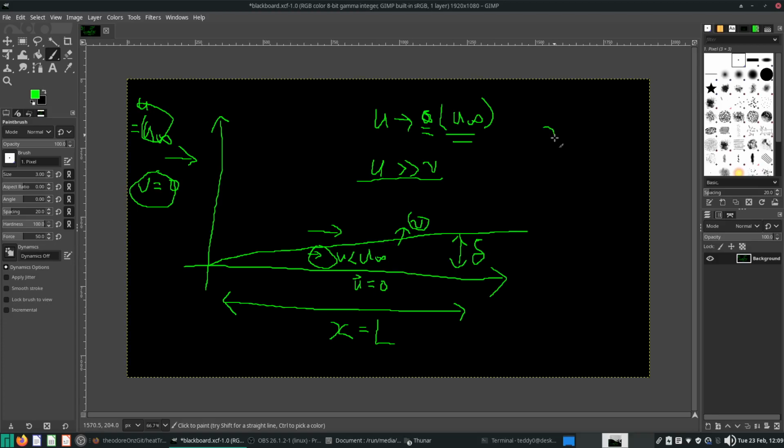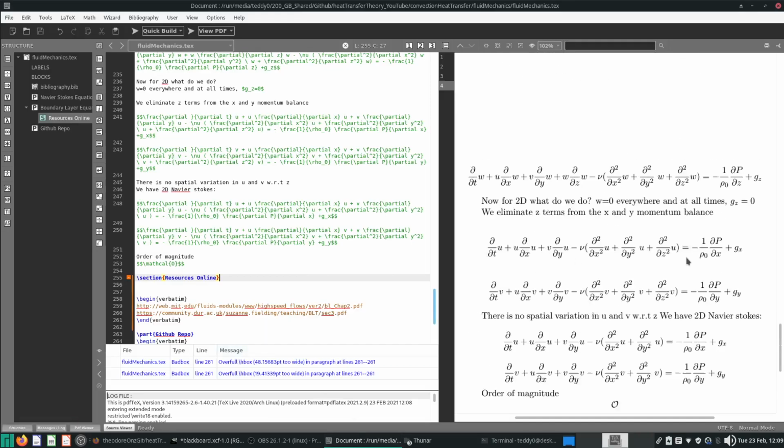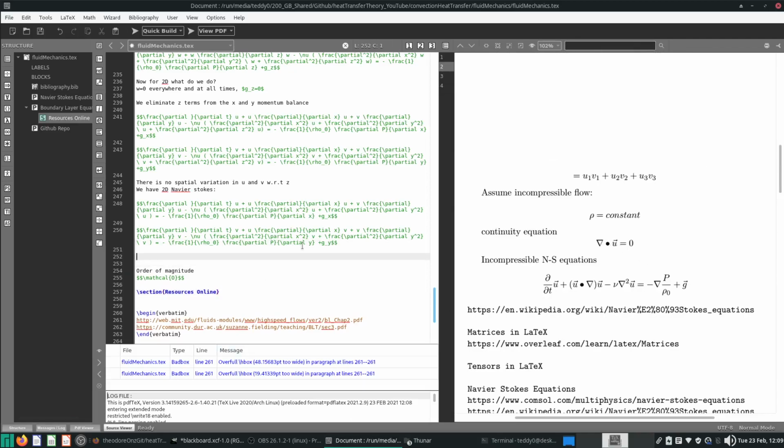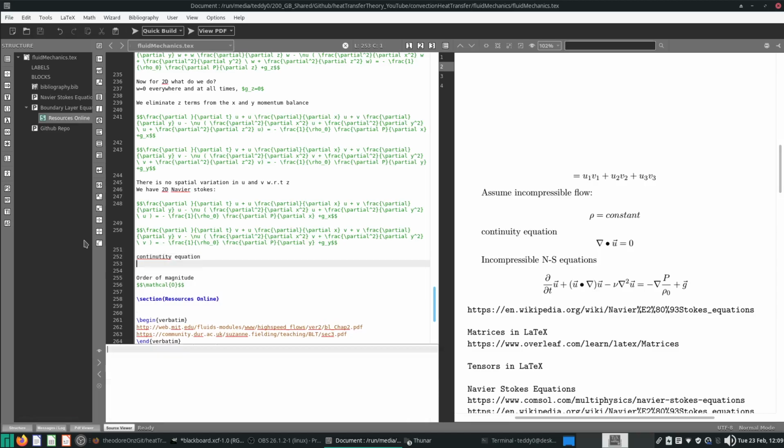So if we take a look at the continuity equation, which I kind of forgot to include, let's see. Do we have a continuity equation? Yeah, this is the continuity equation. I forgot to include that, but I'm not going to simplify.